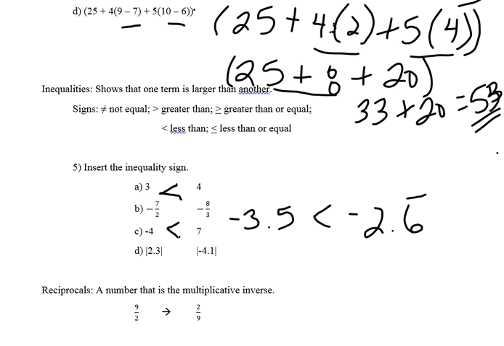D is an absolute value. So before you can even put in the inequality, you need to do the absolute value. So I have 2.3, its absolute value is 2.3. Negative 4.1, its absolute value is 4.1. 2.3 is less than 4.1. Look at that, they're all absolute values. They're all less than.